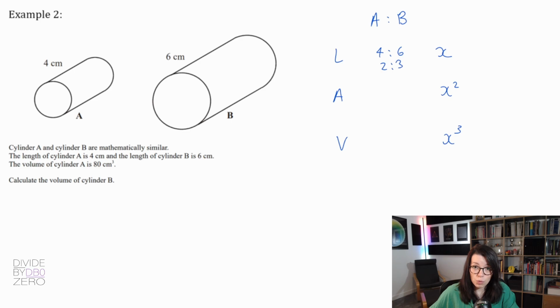And then thinking about what we want to know in this case, we're not actually interested in the area at all. So you can skip that part, leave that part of the template blank, and just go down to the volume part. So if length is 2 to 3, we need to cube both of those to get the volume ratio. So let's do that, and we would get 8 to 27. Now we're told the volume of cylinder A is 80, so that goes under there. And all we need to do is work out the volume of cylinder B, so the other side of that ratio, which would be 270.